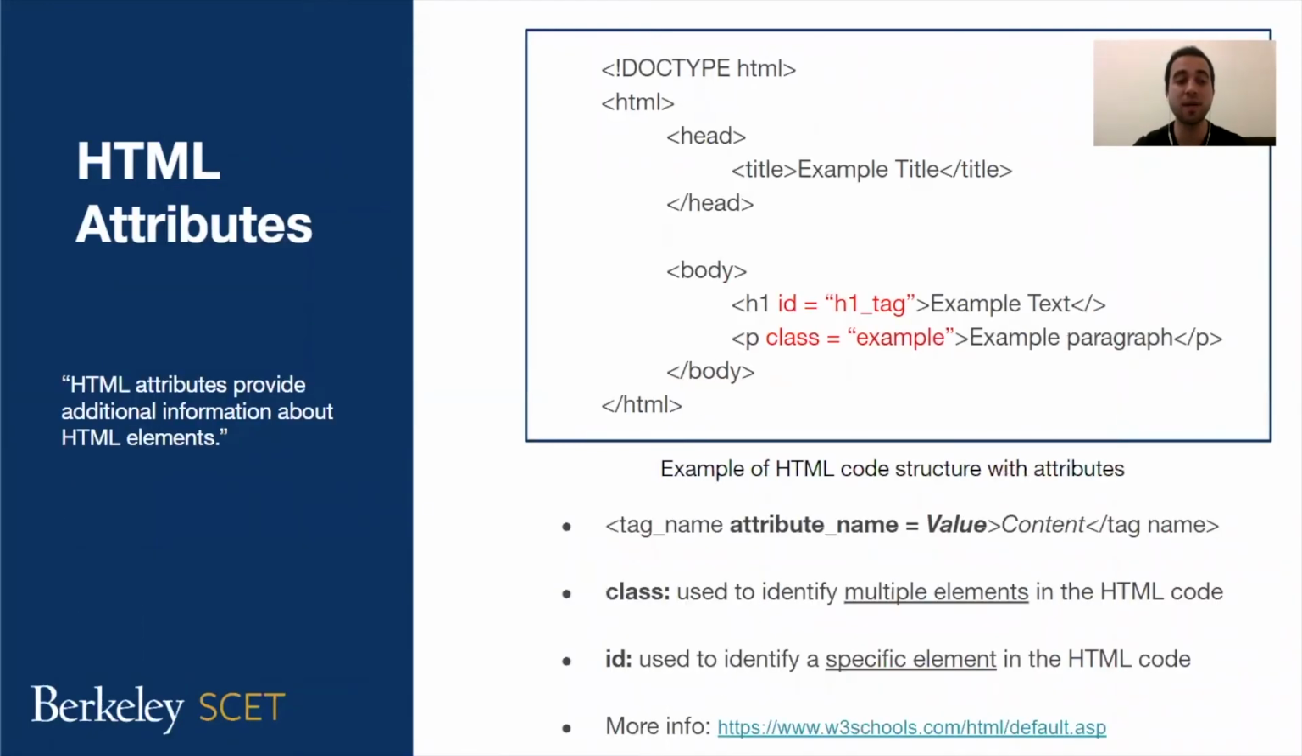The attributes provide additional information to the tag elements. The main attributes useful for web scraping are the class and the ID. The class is used to identify multiple elements with a value, while the ID is used to identify a particular element. And that's how we can filter the HTML code later with some web scraping tools.